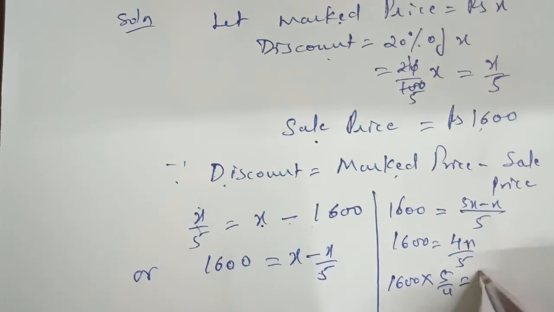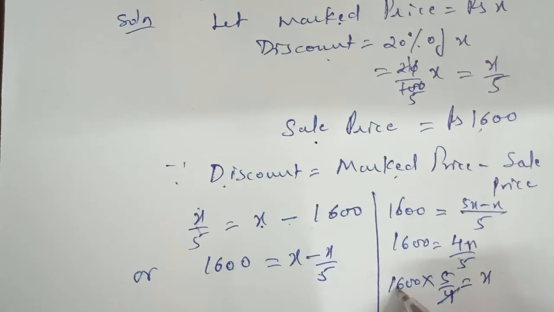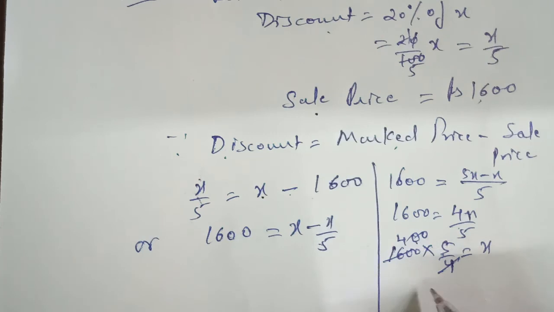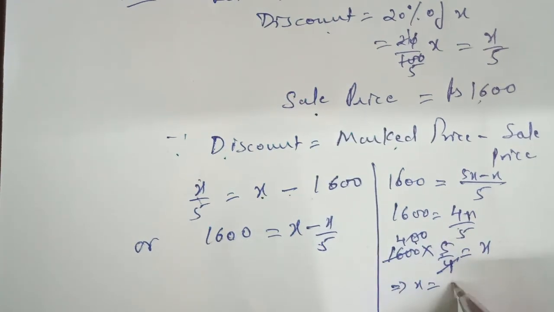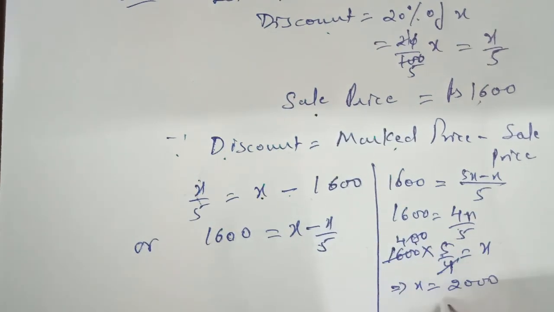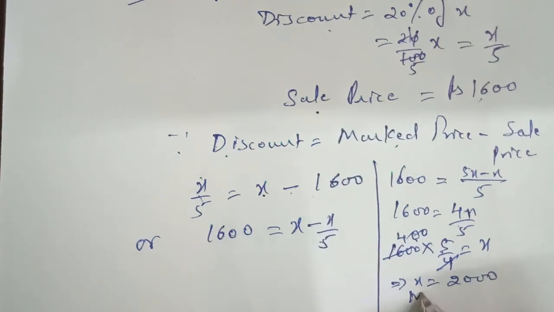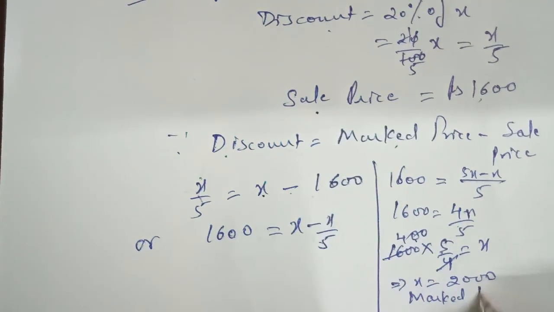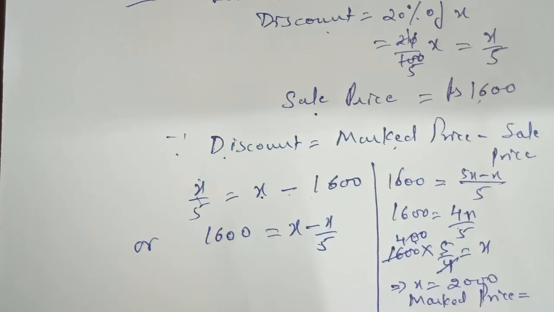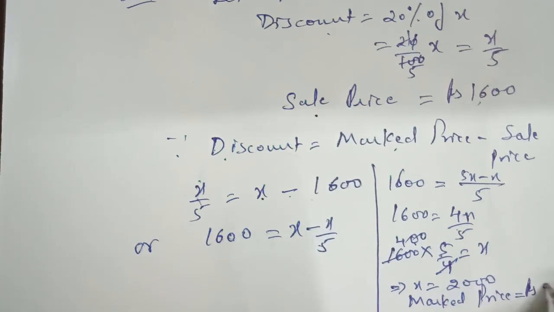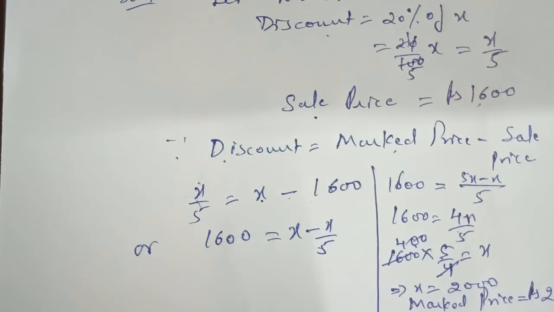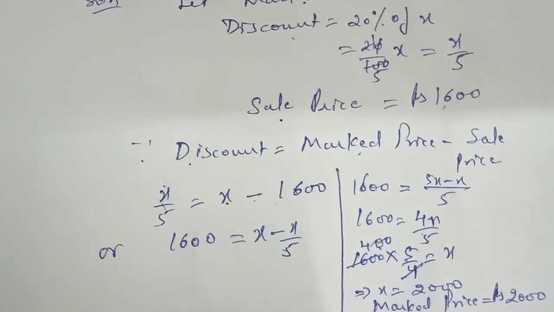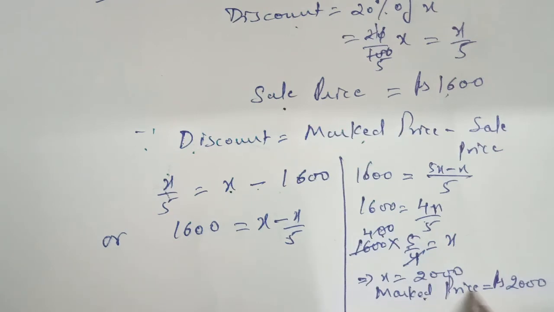Now do the basic calculation work. Cancellation: 4 4s are 16 and 2 zeros. 400 into 5 will give 2000. So this will give the value of X equal to 2000. So we can say market price is rupees 2000. So this is the market price.